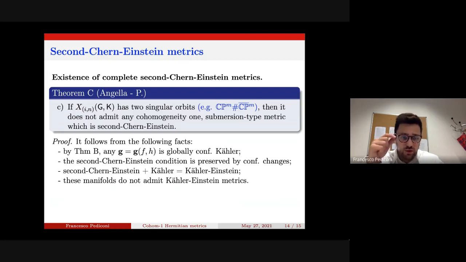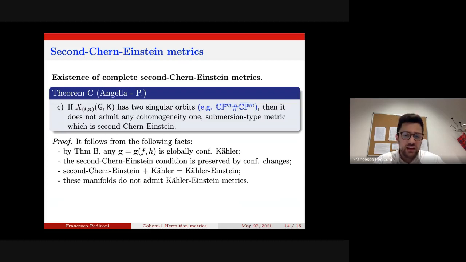And then comes the following fact, which is the big difference between the Riemannian and the Hermitian setting: the Second-Chern-Einstein condition is preserved by conformal changes. So if you have a Second-Chern-Einstein metric, then all the metrics in the conformal class are Second-Chern-Einstein as well. Moreover, if a metric is Second-Chern-Einstein and Kähler, then it is Kähler-Einstein. The existence of a Second-Chern-Einstein metric here would imply the existence of a Kähler-Einstein metric. But since we already know that these manifolds do not admit any Kähler-Einstein metric, we can conclude that they do not admit any Second-Chern-Einstein metric as well.